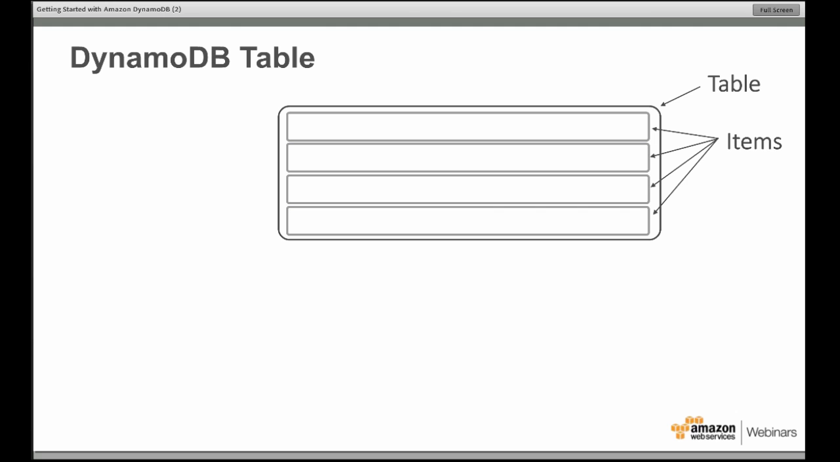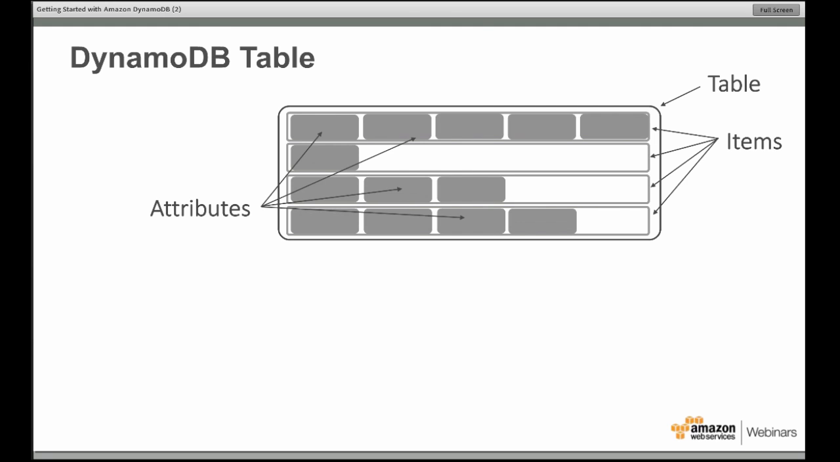And items are analogous to relational database rows, but with one key difference, in that items can have an arbitrary number of attributes associated with them. So you can see from this diagram here, each item in this table has a different set of attributes associated with it.